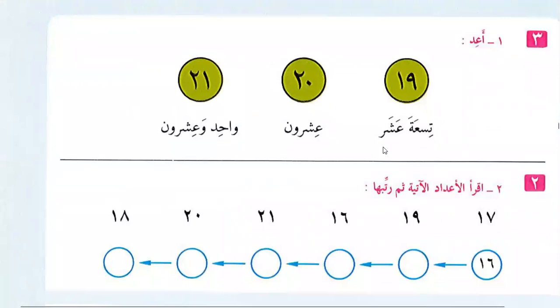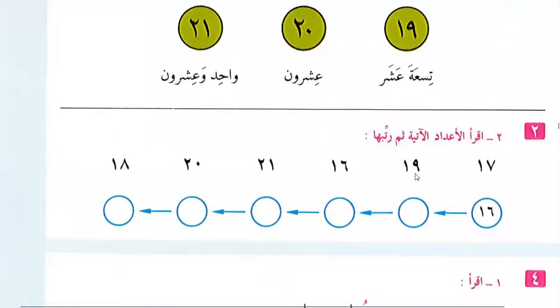Next, we have counting: tisata ashara 19, ishruna 20, wahidun wa ishruna 21. Iqra al-a'dad allati, thumma rattibha. Read the following numbers, then arrange them.